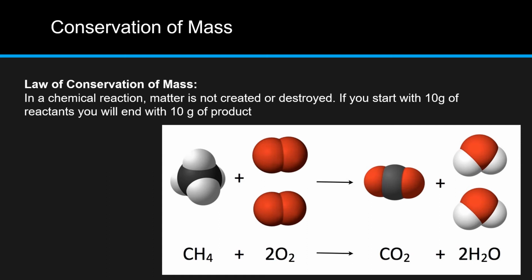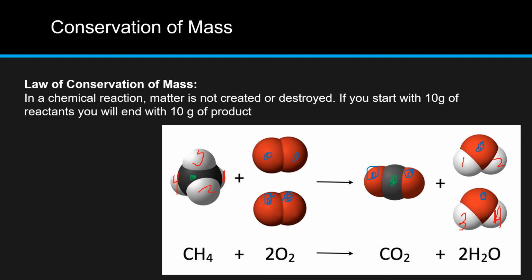And so what we see on one side, we have 1 black carbon atom. On the other side, we have 1 black carbon atom. Here we have 1, 2, 3, 4 oxygens. And here we have 1, 2, 3, 4 oxygens. And then finally, we also have 1 here, 2, 3, 4 hydrogens. And same thing here. We have 1, 2, 3, 4 hydrogens as well.